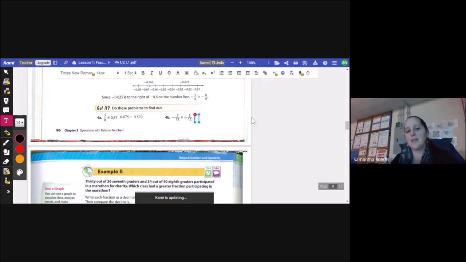For 4B, I have -7/15 and -5/12. So -7/15 is -0.46 repeating, and -5/12 is -0.416 repeating. Okay. Well, if I add a 6 there, so 416 versus 466, 416 is actually closer to 0. So that means negative 7/15 is less than negative 5/12.